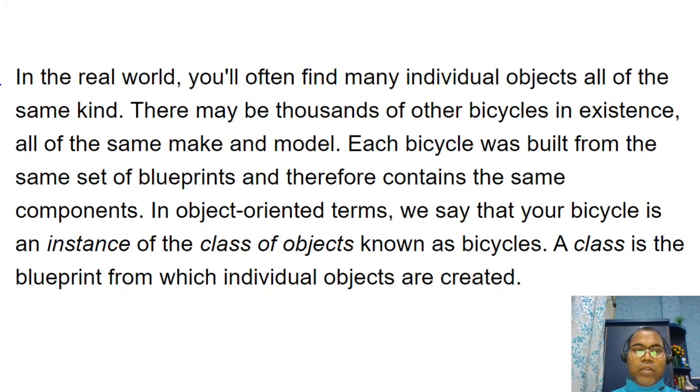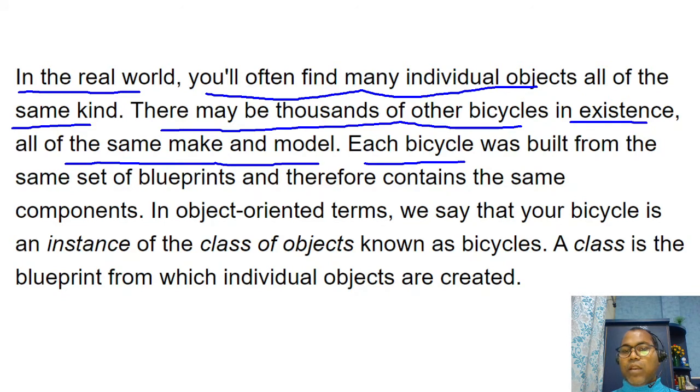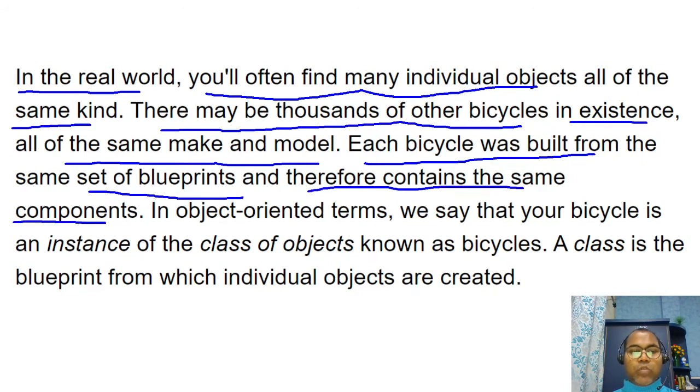If you're talking about the real world, you'll often find many individual objects that are all the same kind. There may be thousands of other bicycles in existence of the same kind and model. Each bicycle was built from the same set of blueprints, and therefore contains the same components. The bike company which created those bikes has one set of blueprints: this bicycle has this set of ingredients, this set of components, this is the width, this is the light, this is the quality we are going to build.